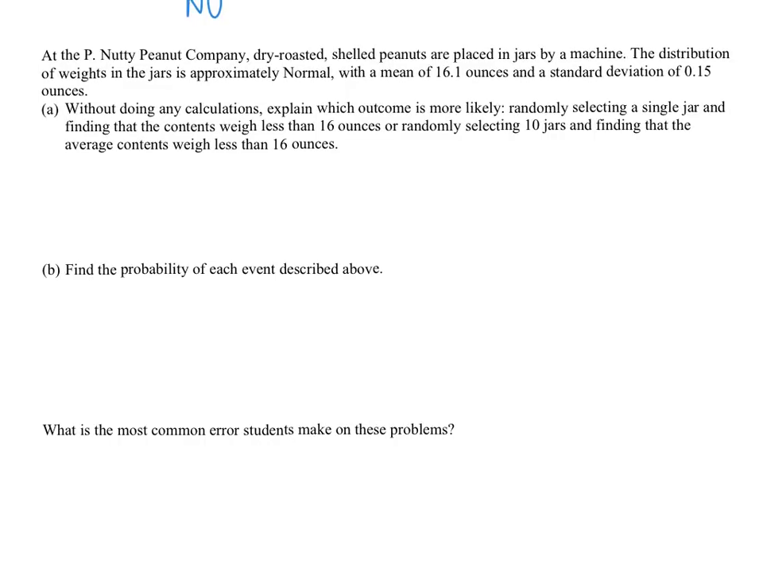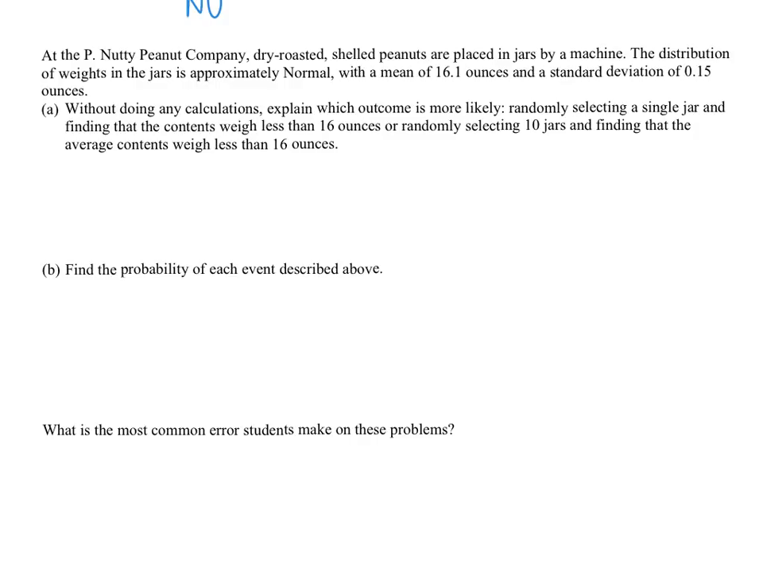At the Peanutty Peanut Company, dry roasted shelled peanuts are placed in jars by a machine. The distribution of the weights in the jar is approximately normal, with a mean of 16.1 ounces and a standard deviation of 0.15 ounces.